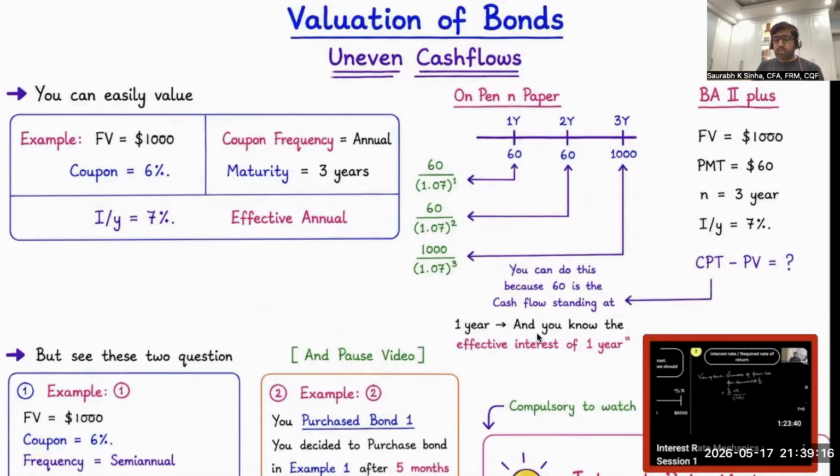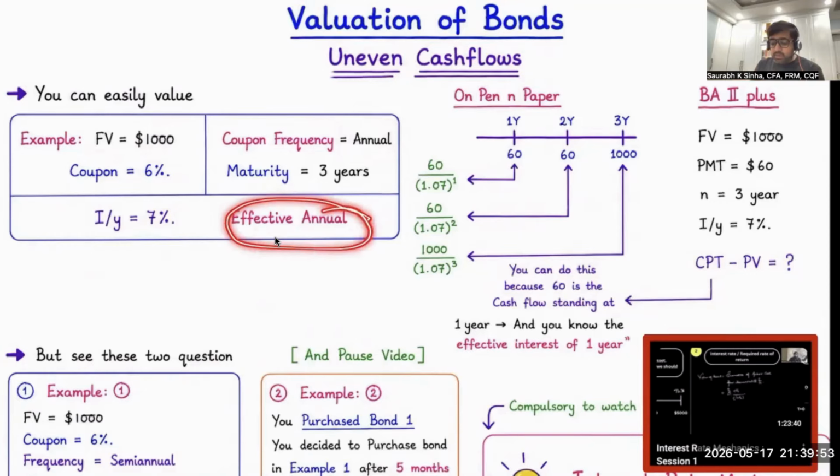For example, the bond was face value 1000, coupon 6%, coupon frequency annual, maturity 3 years, and effective interest rate annually was 7%. Now, the valuation of this bond is very simple because the cash flow and the discounting frequencies are perfectly matching. What if the cash flow and the discounting frequency, or the effective interest rate, doesn't match? Here, the effective interest rate is annual and the coupon frequency is annual. That's why you are able to solve the question.